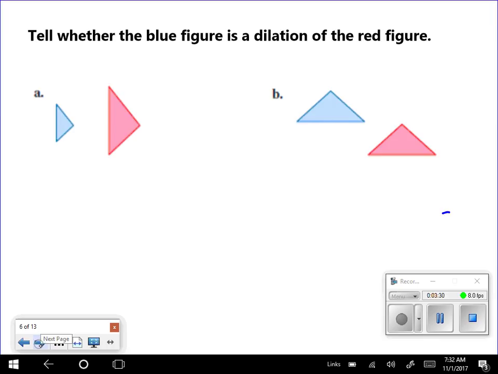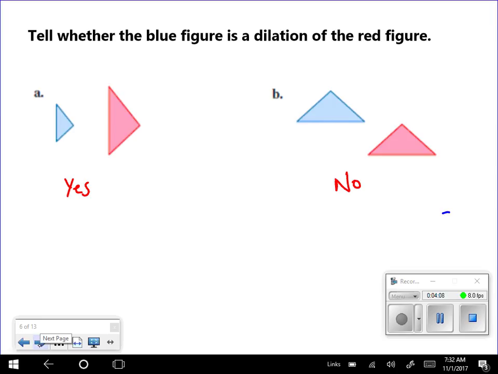Alright, let's see if we can figure out if each is a dilation. If we look at A, we have the blue figure and then the red figure here. It looks like they would be similar. We can't know for 100%, but it looks like they are. Their side lengths look proportional. The red figure is a little bit bigger than the blue, so I would go ahead and say yes. With B, these look about the same size. It looks like they just moved down, so no.